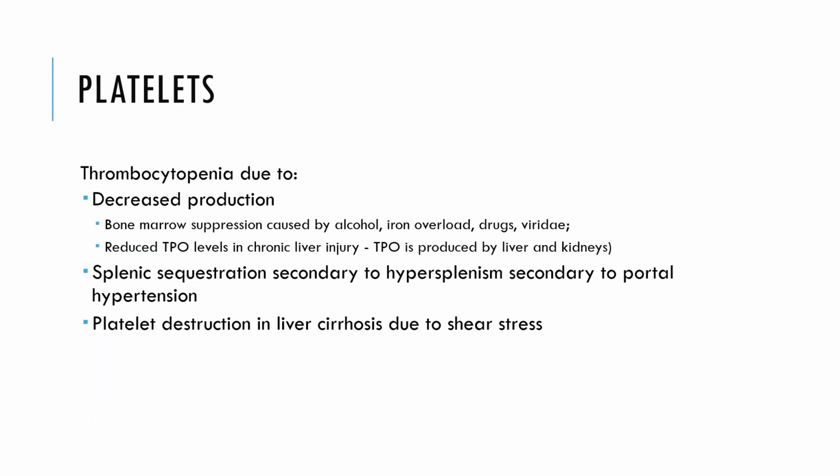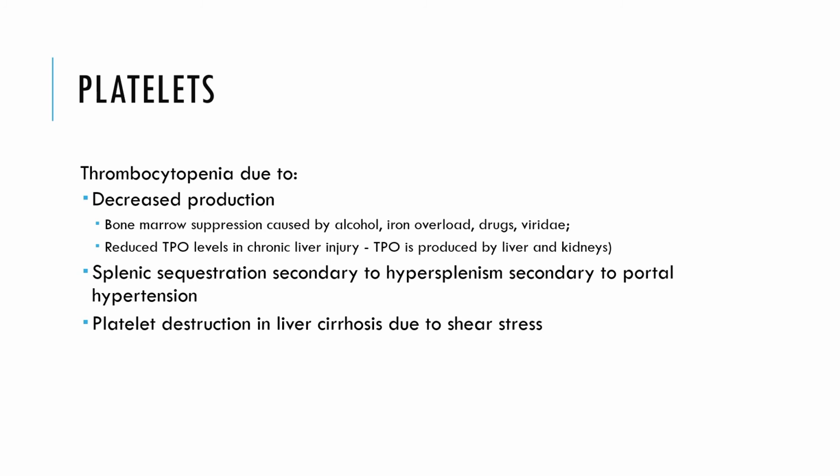We also see a thrombocytopenia in liver disease for three main reasons. One, due to decreased production. This is because the liver produces thrombopoietin, which is the growth factor for platelet production, and so synthetic failure in the liver can reduce levels of this in the blood, but also because a lot of the disease processes that cause liver disease can also cause bone marrow suppression.